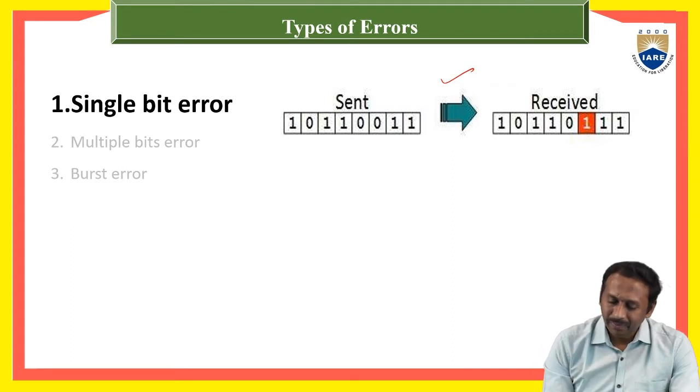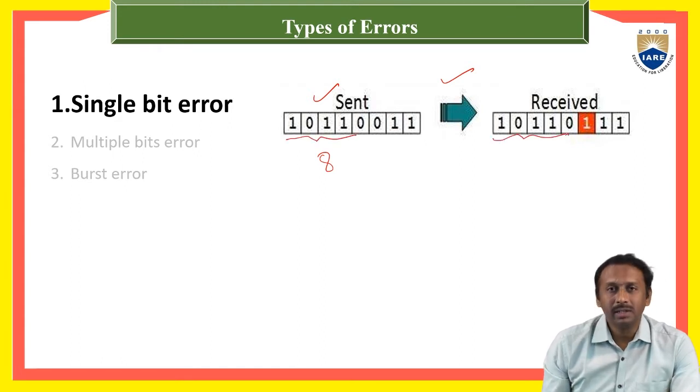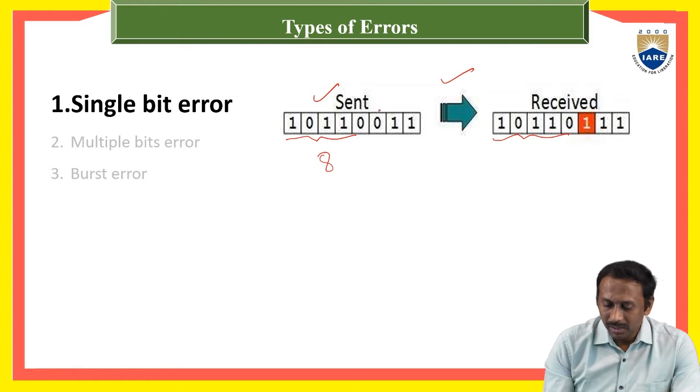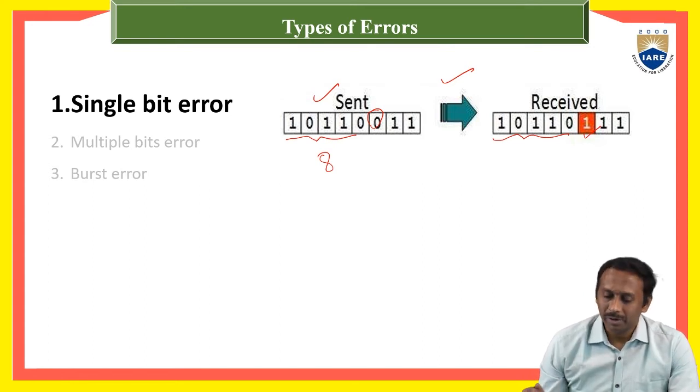Assume that this is a frame, and a frame consists of 8 bits. When we transfer this one frame, at the receiver end, if you observe, all bits are received by the receiver as they are. But here, instead of 0, the receiver received 1. That means 1 bit is an errored bit in the complete frame. In one particular frame, if only 1 bit is errored, then we can say that is a 1 bit error.